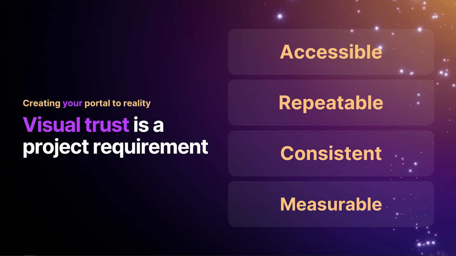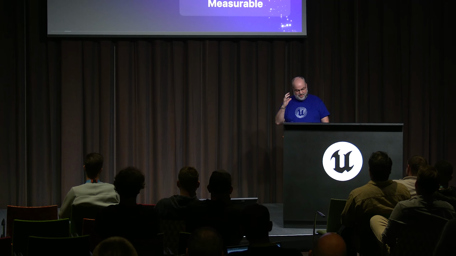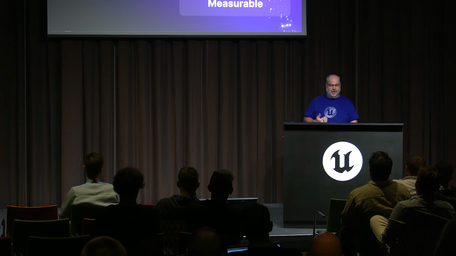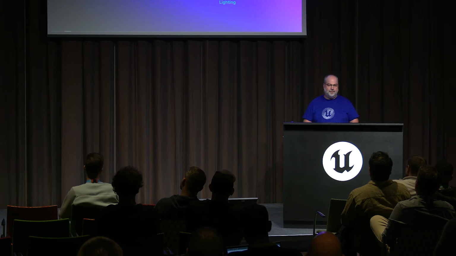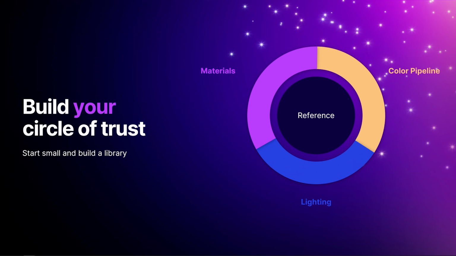And I've stolen this portal from reality phrase from some friends of mine. And I think it's just so relevant. And I'll show you what I mean by that portal. But today we're going to build a circle of trust. And that circle of trust is going to have these 4 components. I'm trying to, again, make this accessible, right? There's some math, there's some color science, but I want to bring it to you in a way that you can digest it and you can feel good about it.